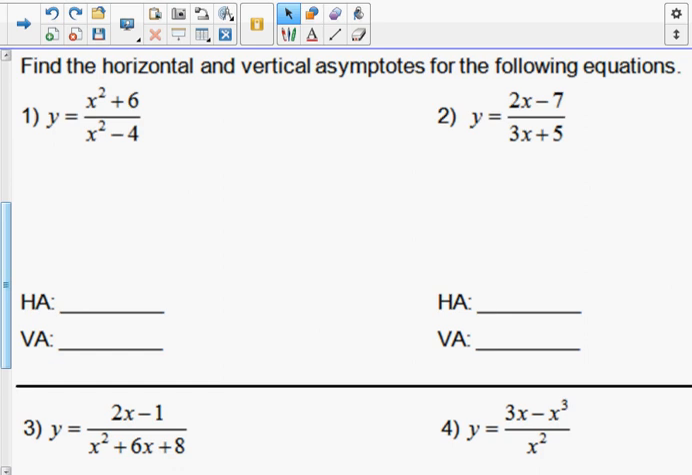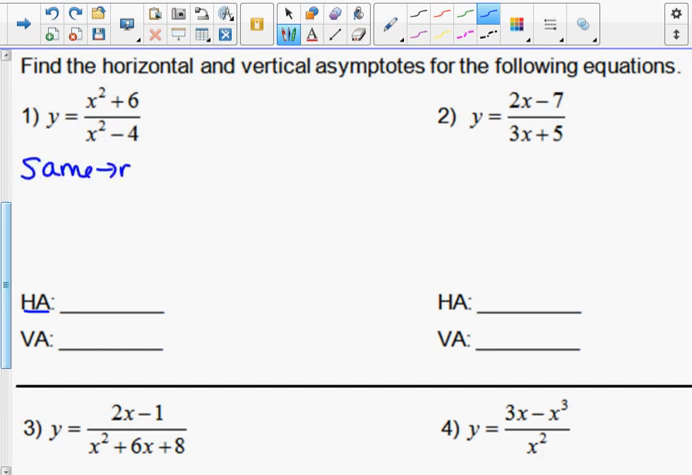For the first example, we want to focus on comparing the degrees to find the horizontal asymptotes. If I look at the top, I look at the bottom, the degrees are the same. Because the degrees are the same, we're going to use a ratio to find the horizontal asymptote. Looking at the numbers we have in front, it's 1. The horizontal asymptote is going to be 1 over 1, which is just 1.